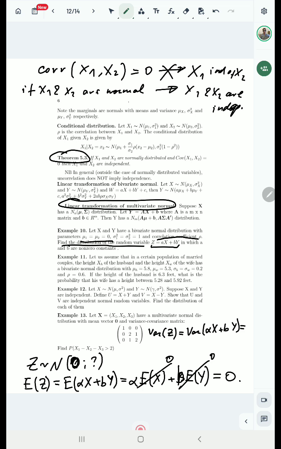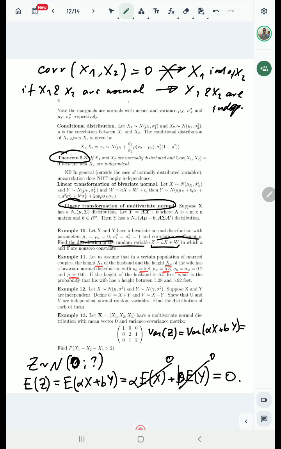Okay, now let's have a look at question 11. In question 11, we have a population of married couples. X hash belongs to the height of the husband, X W belongs to the height of the wife, and we have a normal distribution. We have mean heights, and the variances are equal. And rho is given. So if the height of the husband is 6.3 feet, what is the probability that his wife has a height between 5.28 and 5.92?